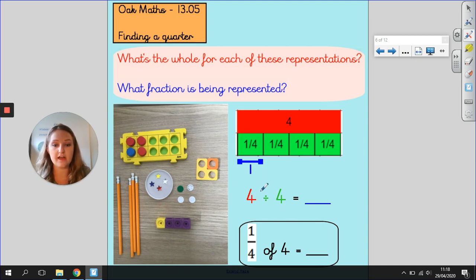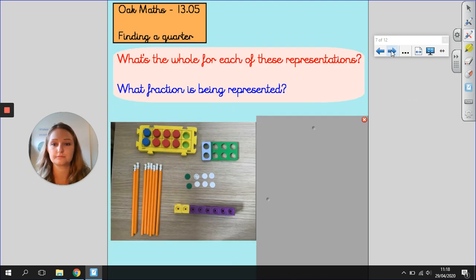So if I have 4 altogether and I divide them into 4 parts or equal groups, and I want to find the highlighted 1 out of 4, how many do I count? Well, here I count 1. 1/4 of 4 is 1. Let's do the same for a different whole. So what's the whole? And what fraction is being represented?